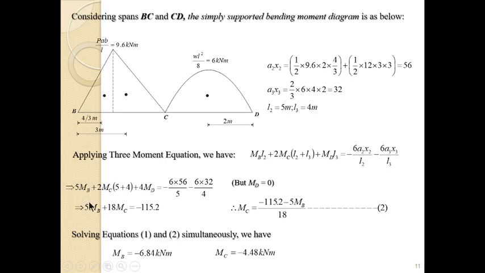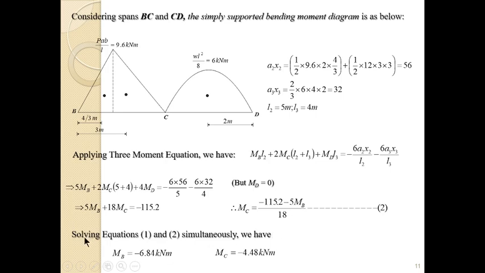We now have 5 MB, which is this one, 5 plus 4 is 9 times 2, 18, 18 MC. We equated the whole of this, it gives us minus 115.2. So we can now make MC the subject of the formula again. So MC equals to minus 115.2 minus 5 MB all over 18.